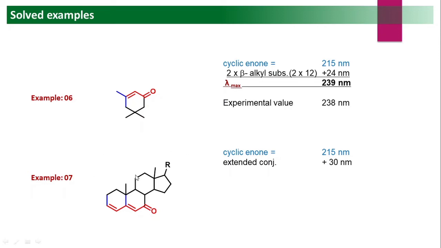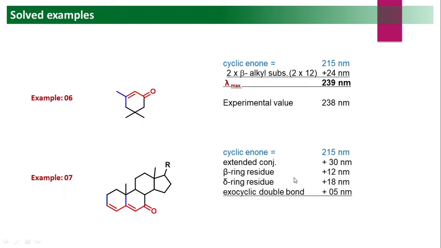Is there any exocyclic double bond? Yes, this double bond is exo to this ring, so one exocyclic double bond. How many substituents? This is alpha, beta, one beta substituent, gamma, delta, one delta substituent. So for one beta substituent we have to add 12, for one delta substituent we have to add 18, and for one exocyclic double bond we have to add 5.